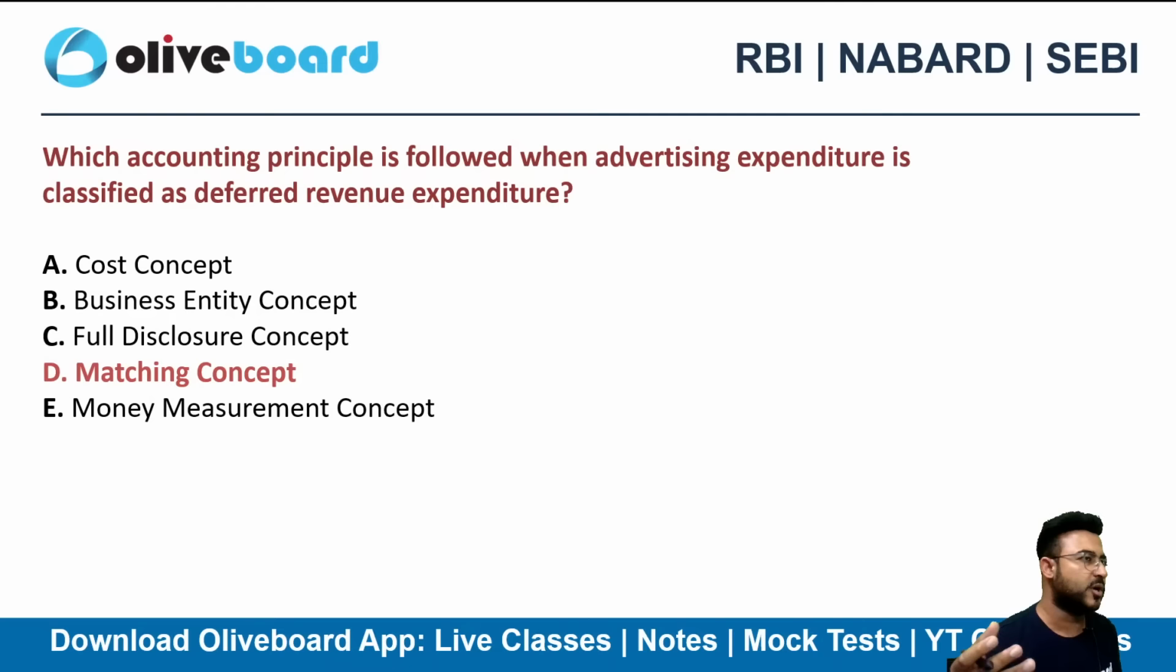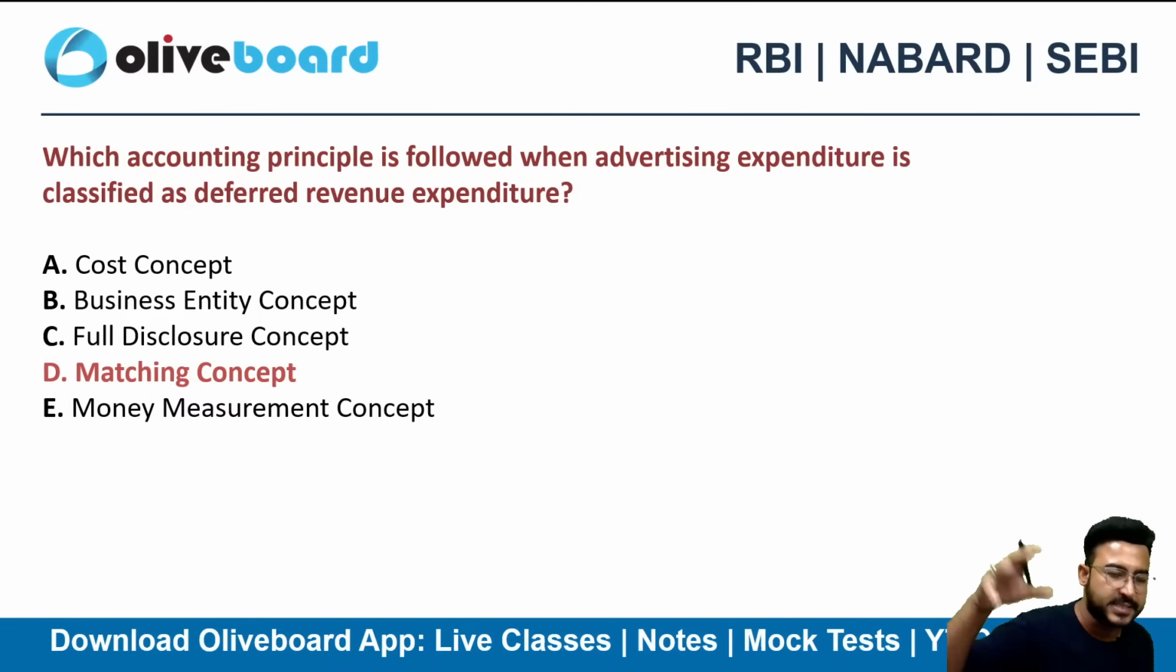Why? Because it's not like I have done an advertisement expenditure, so the benefit will be completely realized in this particular financial year only. That's why I'm deferring it over different years.